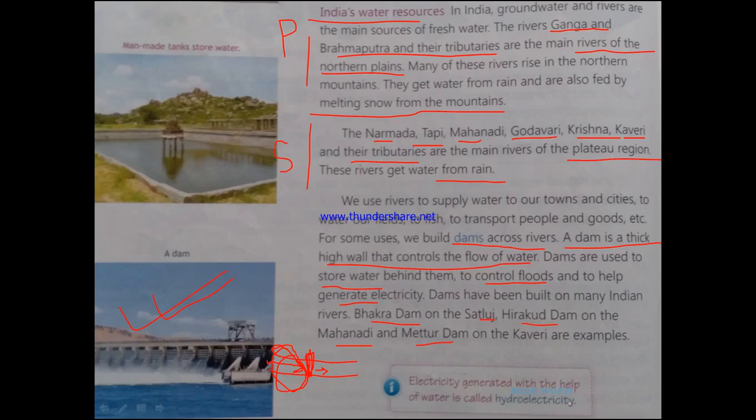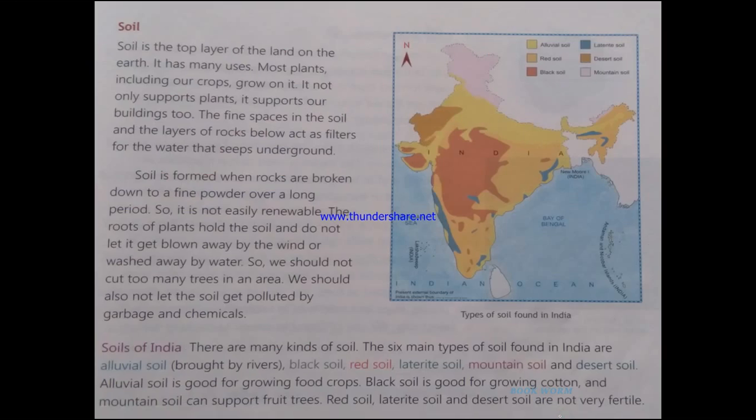Electricity generated with the help of water is called hydroelectricity. Okay, this is important. What is hydroelectricity? Electricity generated with the help of water. That means there is a kind of machine called a turbine, and water flows out at speed and rotates that turbine, which helps generate electricity.